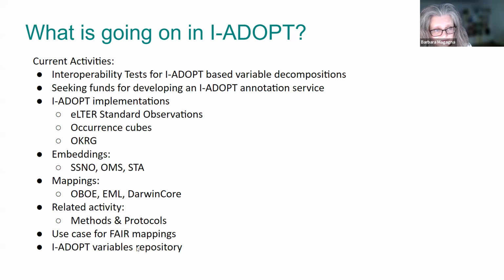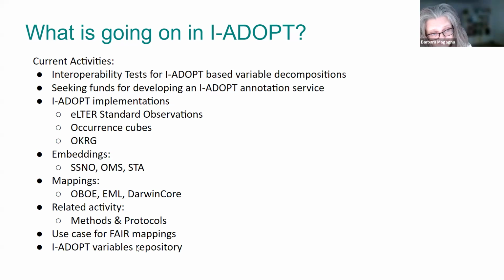For example, I work on ELTA standard observations. That's the next talk we will then present. We will also present about occurrence cubes, how we implemented the I ADOPT descriptions there. And also the open knowledge research graph implementation. That is also a talk of today. We also talk about embeddings and SSNO, observation, measurement, and samples, and sensor things API, and mappings to OBOE, EML, Darwin Core, all topics of the session today.